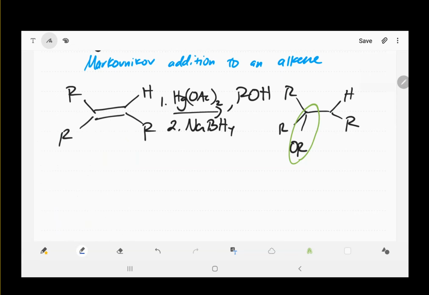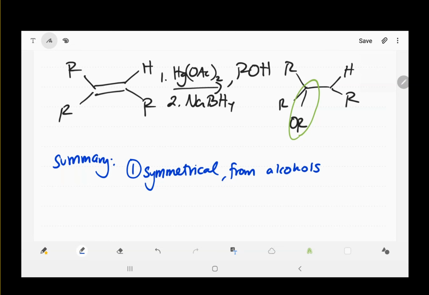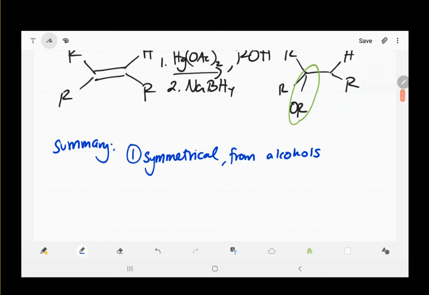So basically, in summary here, if you're looking at a symmetrical one, you can make it from the alcohols. You can take your ethanols, blast them with some heat and acid, and you'll end up with your nice symmetrical ether.